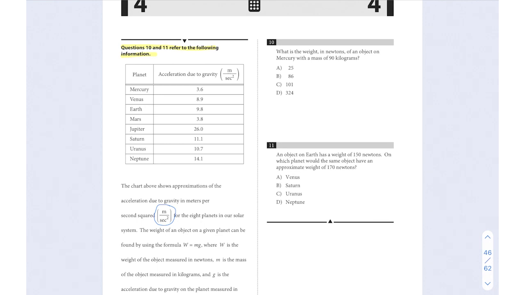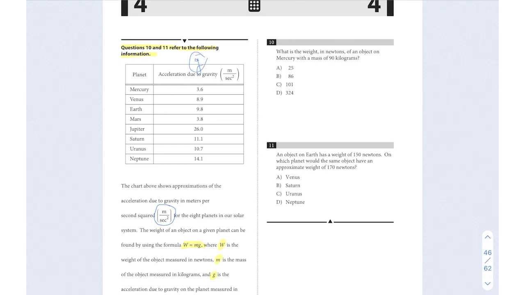For the 8 planets in our solar system, the weight of an object on a given planet can be found using the formula W equals mg. So this is the formula they give us, which is likely going to apply to one, if not both of these questions. And whenever they give a formula, they will tell you what those variable representations mean for each variable. So we see they tell us W is the weight, m is the mass, and g is the acceleration due to gravity.